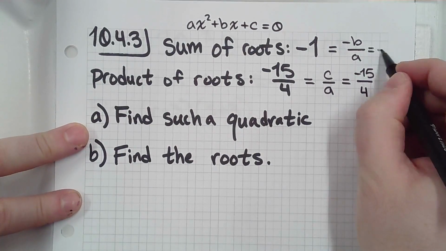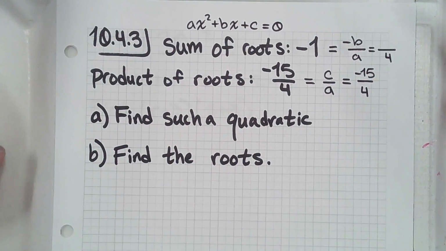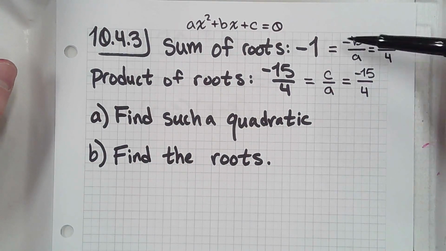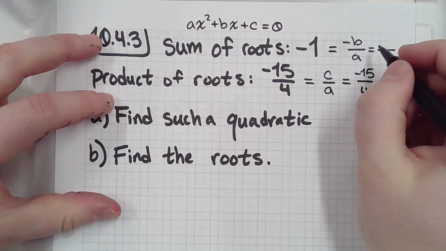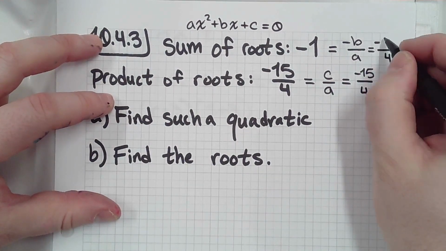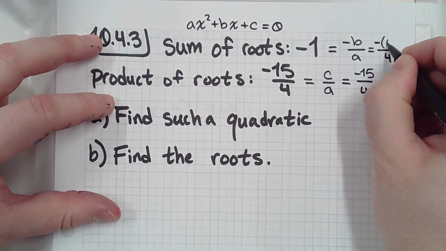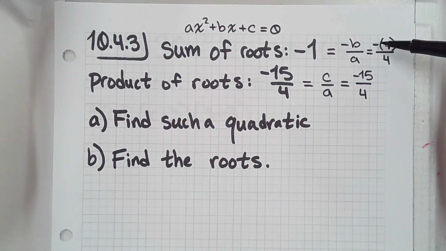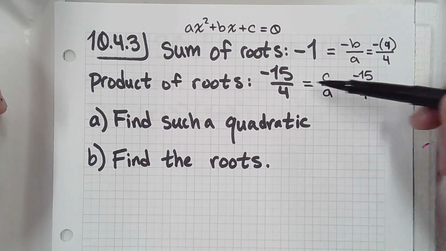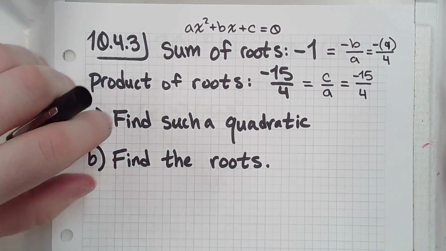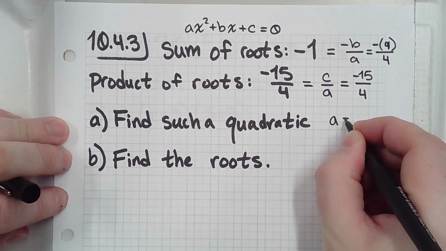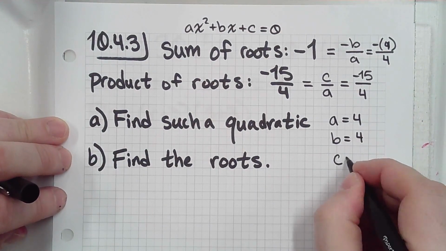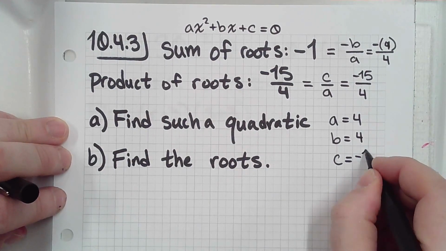Well, if that's true, and a is 4, what does b need to be so that when I divide it by 4, I get -1? Well, of course, since there's already a minus sign there, we get that minus sign for free. B needs to be 4 as well, so that when we divide this, we get -1, and then we divide this, we get -15/4. So for those of you playing along at home, A must be 4, B must also be 4, and C must be -15.